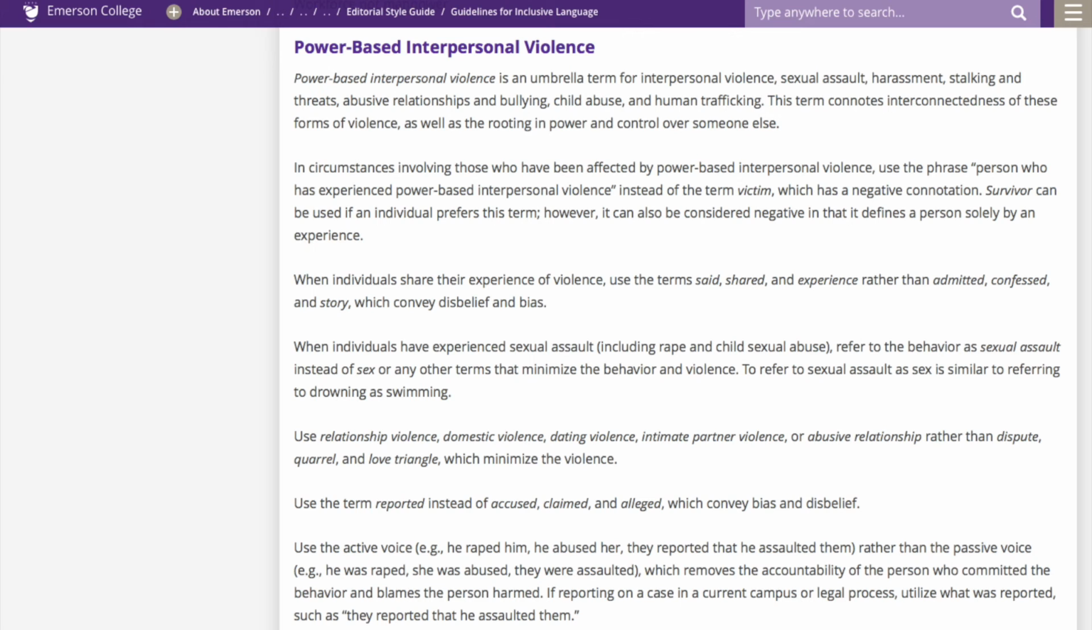Use the active voice. For example, he raped him. He abused her. They reported that he assaulted them. Rather than the passive voice. For example, he was raped. She was abused. They were assaulted. Which removes the accountability of the person who committed the behaviour and blames the person harmed. Fuck. If reporting on a case in a current campus or legal process, utilise what was reported, such as, they reported that he assaulted them.